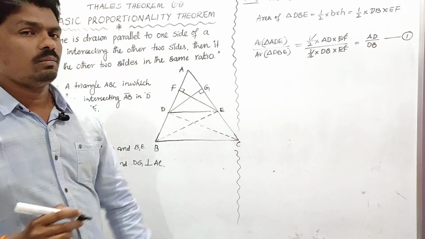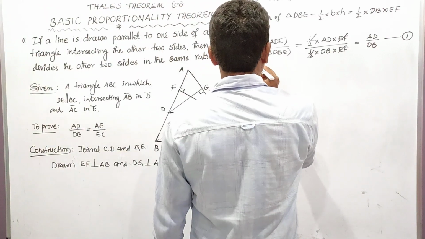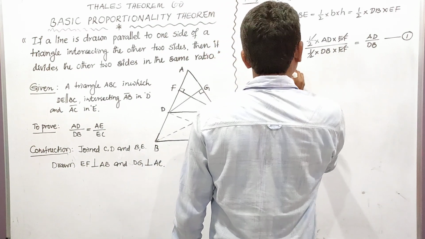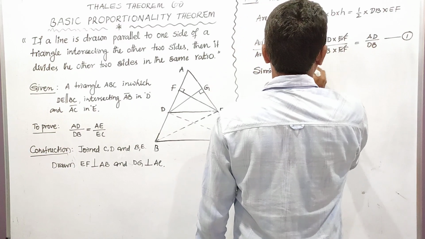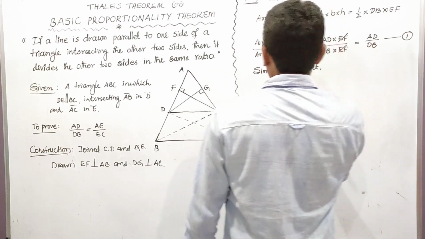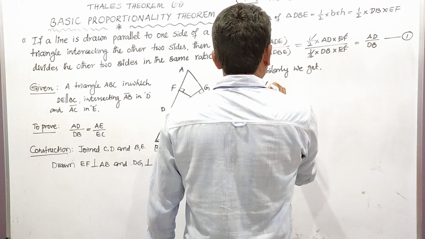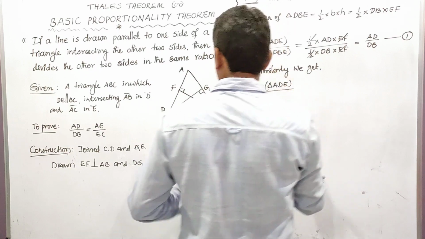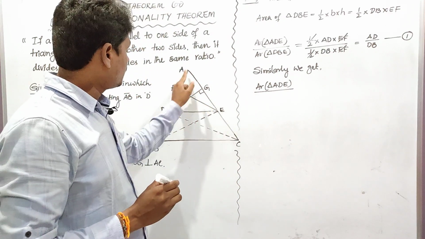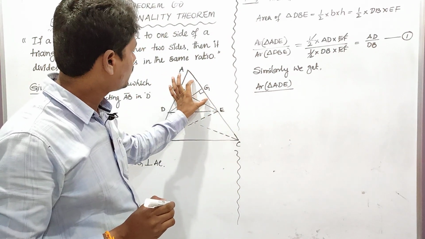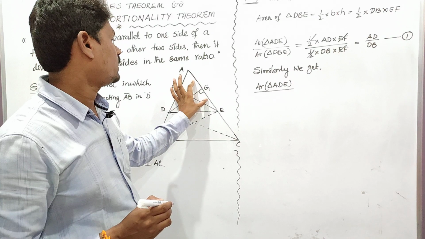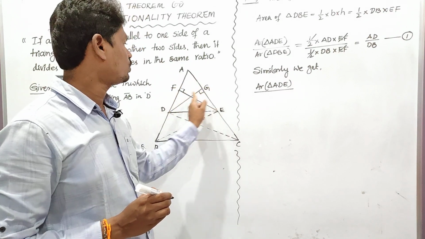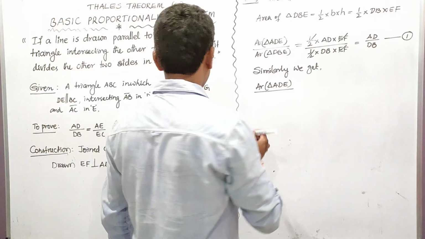AD divided by DB. So similarly, student, we can get, we get, now I want to write again area of triangle ADE divided by... So now this area of triangle ADE, I want to take AE as the base, student. If you take AE as the base, then DG becomes the height, student. DG becomes a height, that you have to remember.